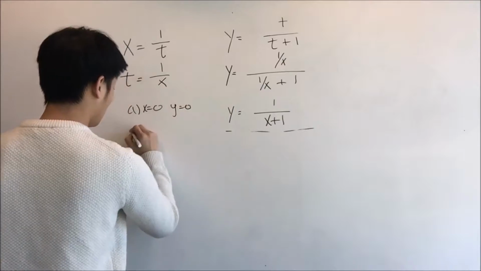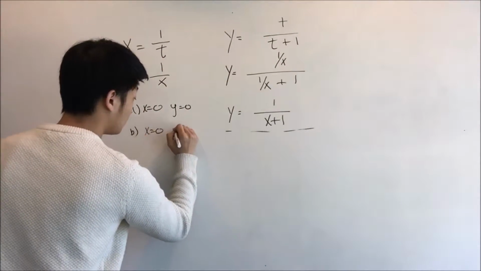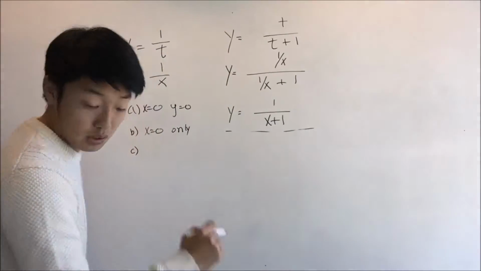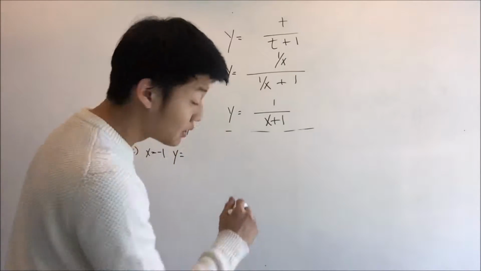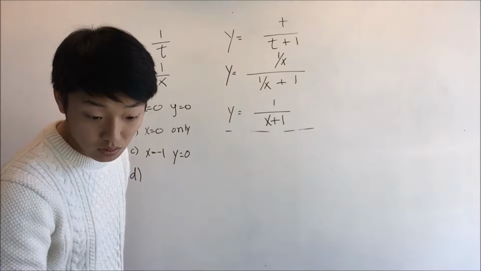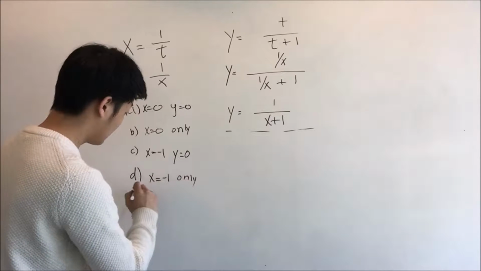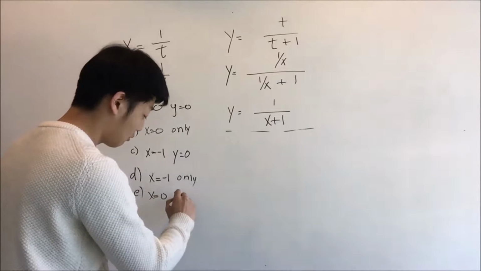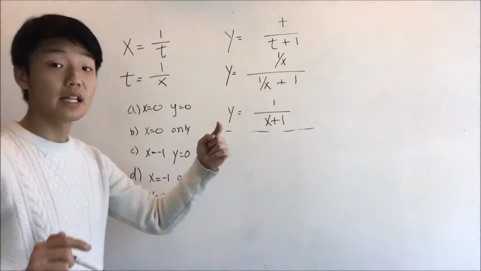And then everything's done. In the multiple choice, it is given that x equals 0, y equals 0; x equals 0 only; x equals -1, y equals 0; x equals -1 only; and E, x equals 0, y equals 1. So, by looking at this, we can imagine the graph.